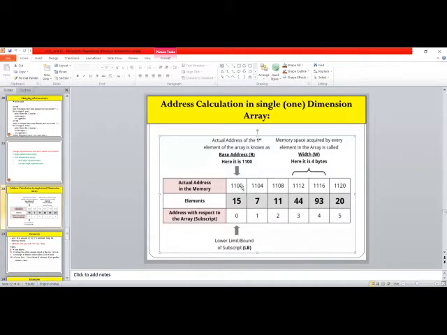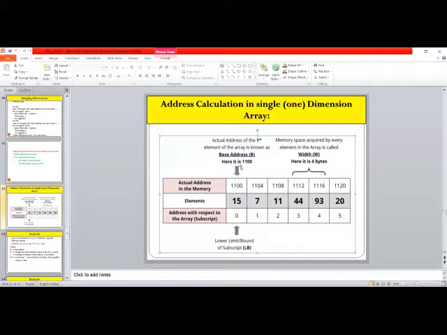It is very essential that we know the base address of our array. If we don't know the base address, we cannot calculate the address of any particular element inside our array. So this base address is mandatory. It should always be known to the user. Otherwise, this address calculation is never possible. In every problem, in every numerical, they will tell you the base address.